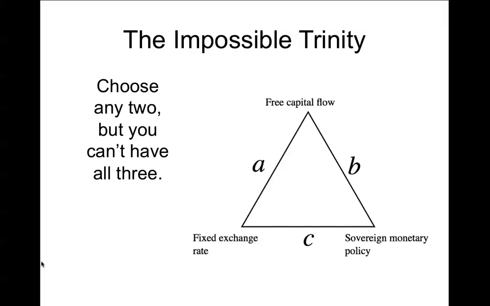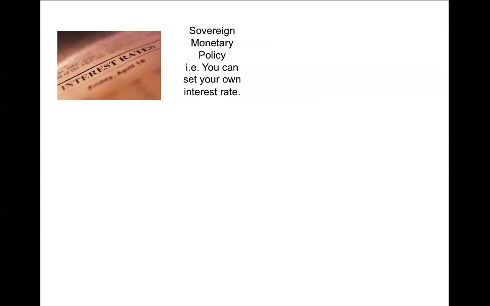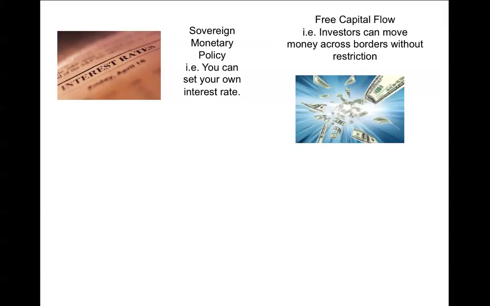Now, when we talk about fixed exchange rates, sometimes people refer to this idea of the impossible trinity. It's a triangle where you've got free capital flow, sovereign monetary policy, and a fixed exchange rate, and you can choose any two, but you can't have all three. To make this clear, think that if you've got sovereign monetary policy, that means you can set your own interest rate. If you have free capital flow, it means that investors can move money across your borders without restriction.